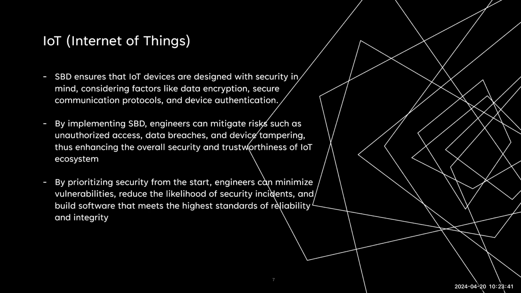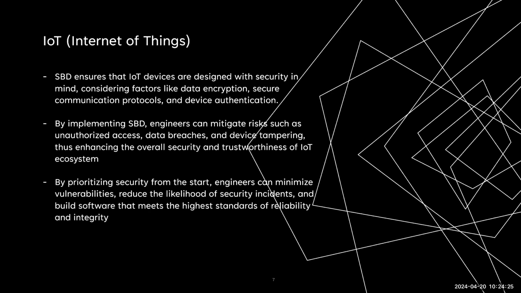SBD, in IoT, ensures that IoT devices are designed with security in mind, considering factors like encryption, secure communication protocols, and device authentication. There is also implementing encryption of your data in transit. You know, your IoT is communicating with other devices, so in transferring this data from your smartwatch to your phone, this has to be encrypted. Also, by prioritizing security from the start, software engineers can minimize vulnerability.